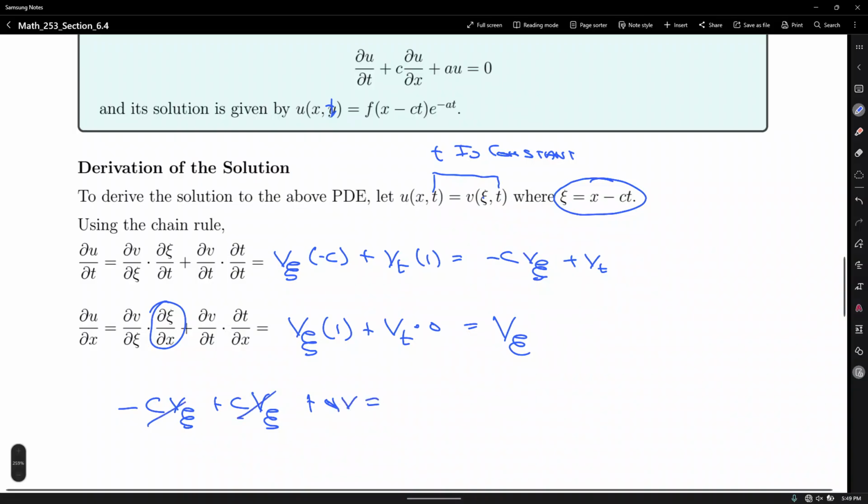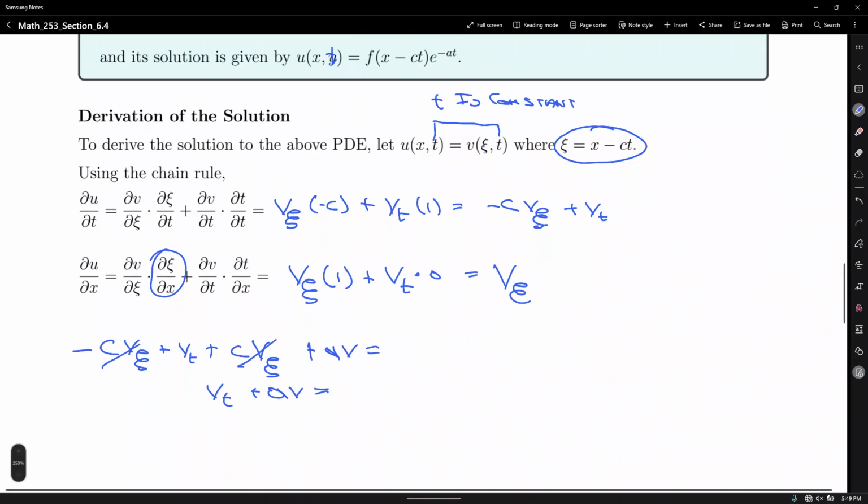Okay, boom, boom, cancel out, right? Cancel this out. Wait a minute. I believe I was missing a term right here. Hold on. Right here, I'm missing this v sub t, right? Plus, okay, here we go. So that's going to leave us with v sub t equals negative a v. And did you see how this PDE right here is really an ODE?